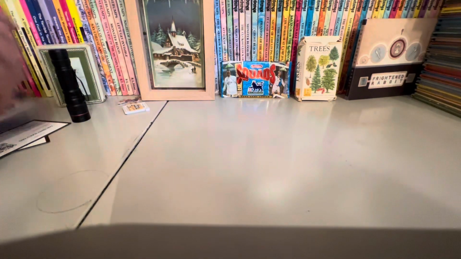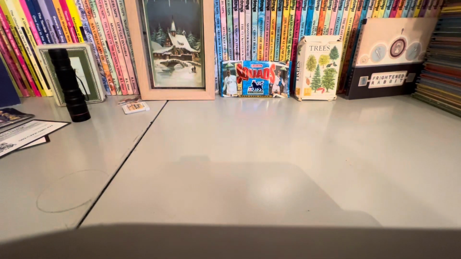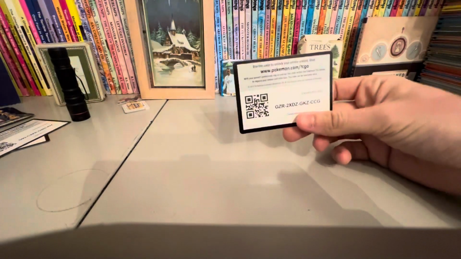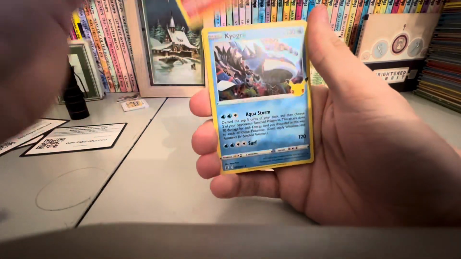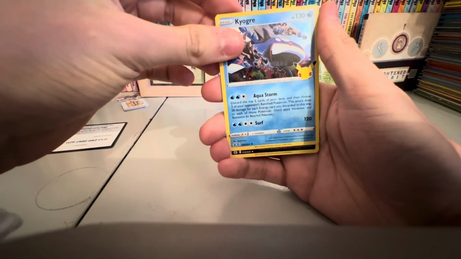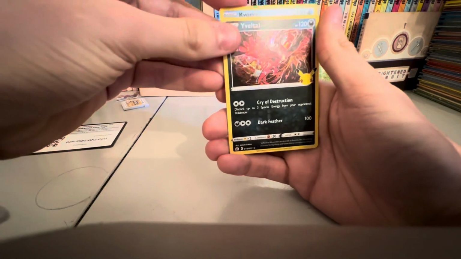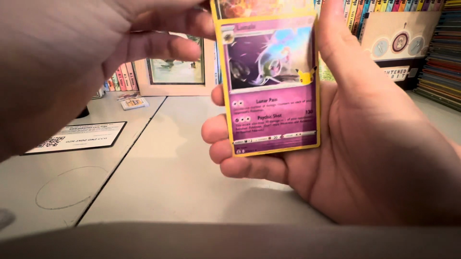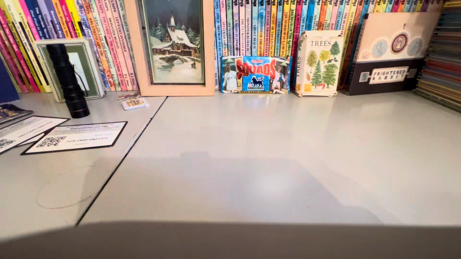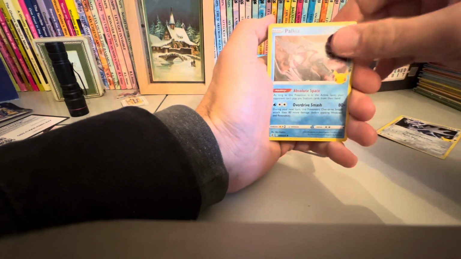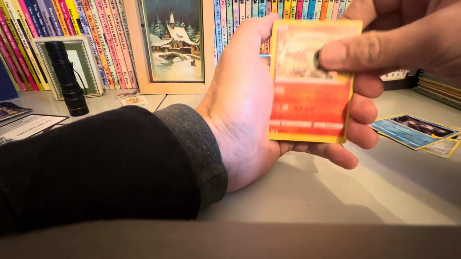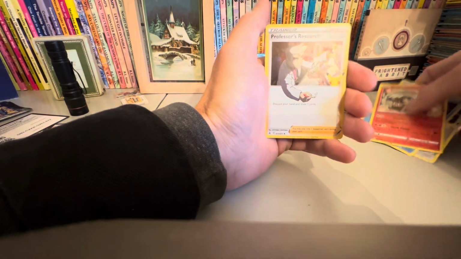Get your packs ready, boys. Get off the toilet. For the fans. There you go. Who's going to get the first secret rare? Okay, you're good. Articuno and a Lunala. Shite. Ash. For the fans. Pants. No good.